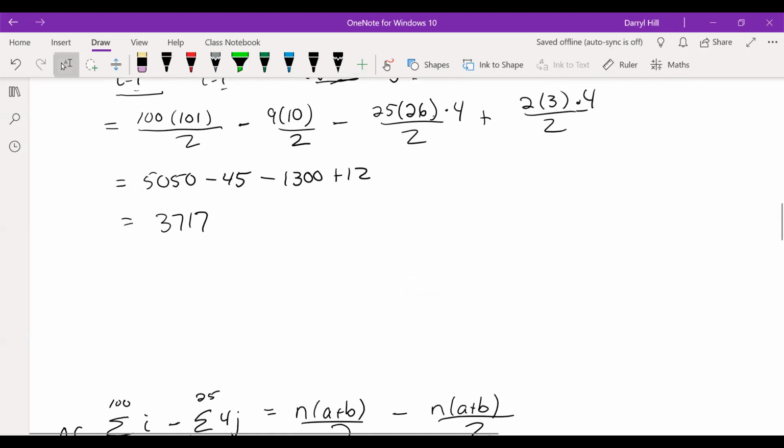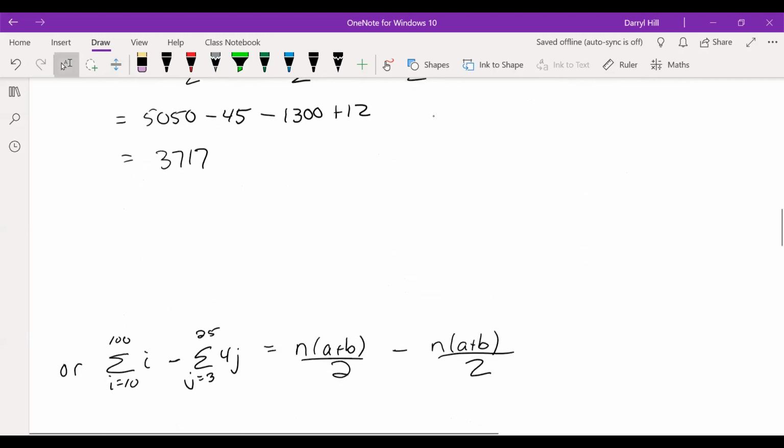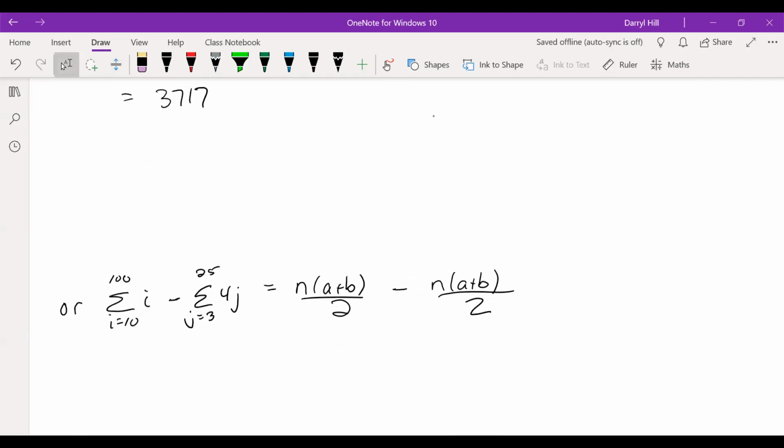Okay, there's of course another way to do it. We have this other closed form here where we know the bottom term, the lower term, and the upper term. So now we just need the number of terms. So this is equal to, all right, n is equal to, well, what is n equal to? How many terms are there in this first part of the expression?